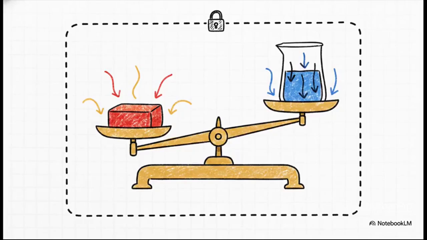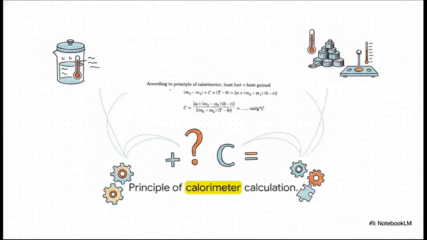So the crucial point is, this relies entirely on the principle of calorimetry, which states heat lost equals heat gained. In our perfectly insulated calorimeter, the thermal energy given away by the hot solid is exactly equal to the energy absorbed by the cold water and the vessel itself. And this equation right here perfectly demystifies that principle. We just expand heat lost equals heat gained by plugging in the masses and temperatures we recorded in the lab. After that, it's just simple algebra to solve for C, the specific heat capacity of our mystery solid.